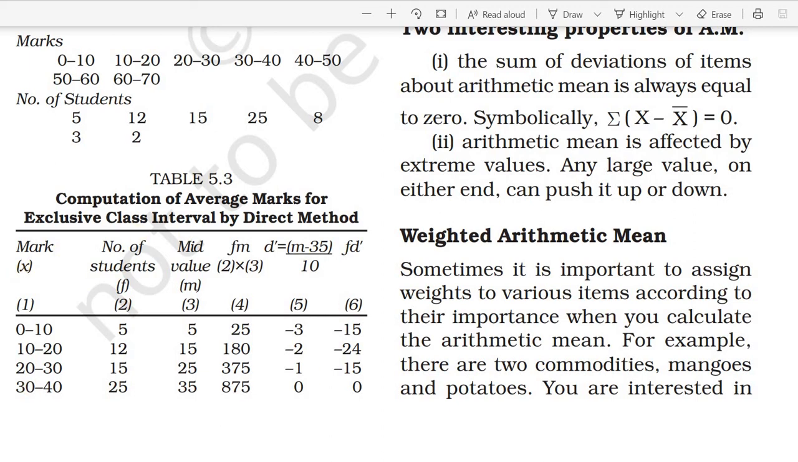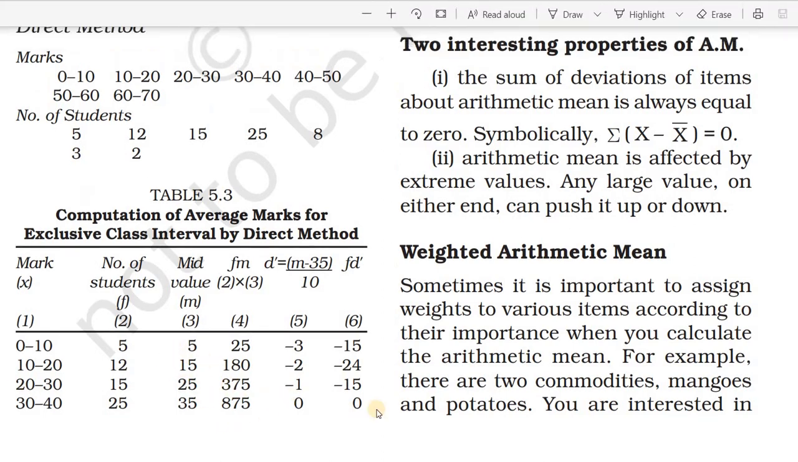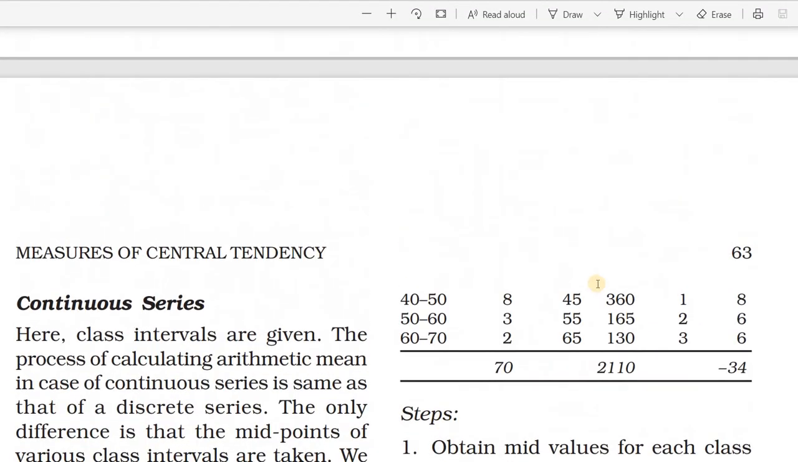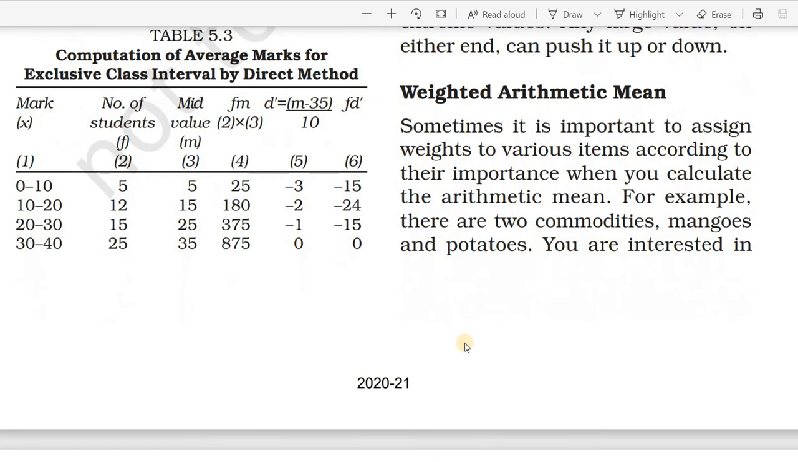Here you can see another problem. Marks 0 to 10, 10 to 20, and so on, with number of students 5, 12, 15, 25. We need to find the mid value. 0 plus 10 is 10, 10 divided by 2, the answer we get is 5. Then the next mid values are 15, 25, 35, 45, 55, 65. Okay, then we got the mid values.